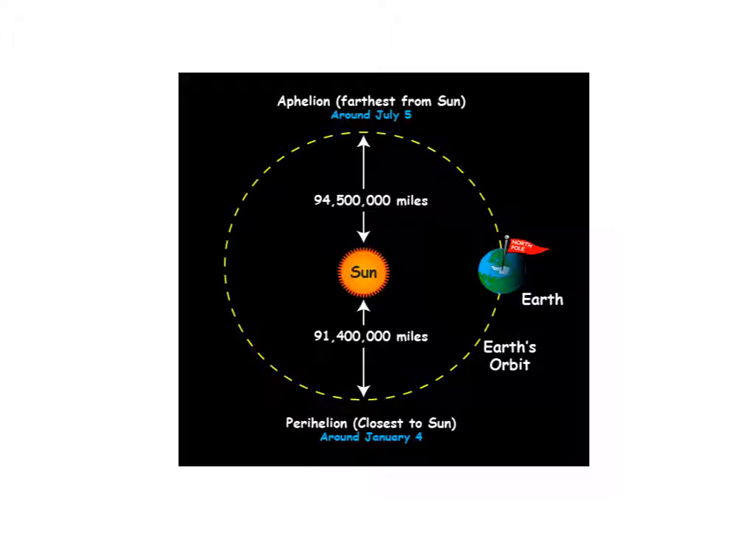This is also known as the winter solstice, and this is when the Earth's northern axis is tilted away from the sun.